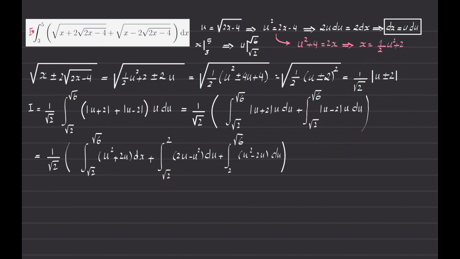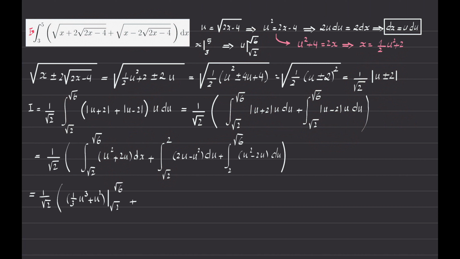So let me do them a little bit fast here. Okay, so I will copy and paste, if I can fit everything here. Let me do my best. So a primitive function for this is 1/3 u cubed, and a primitive function for this is 1/2 u squared. This 1/2 cancels that 2, so it is very simple. It becomes 1/3 u cubed plus u squared. I have to run it from square root of 2 to square root of 6.